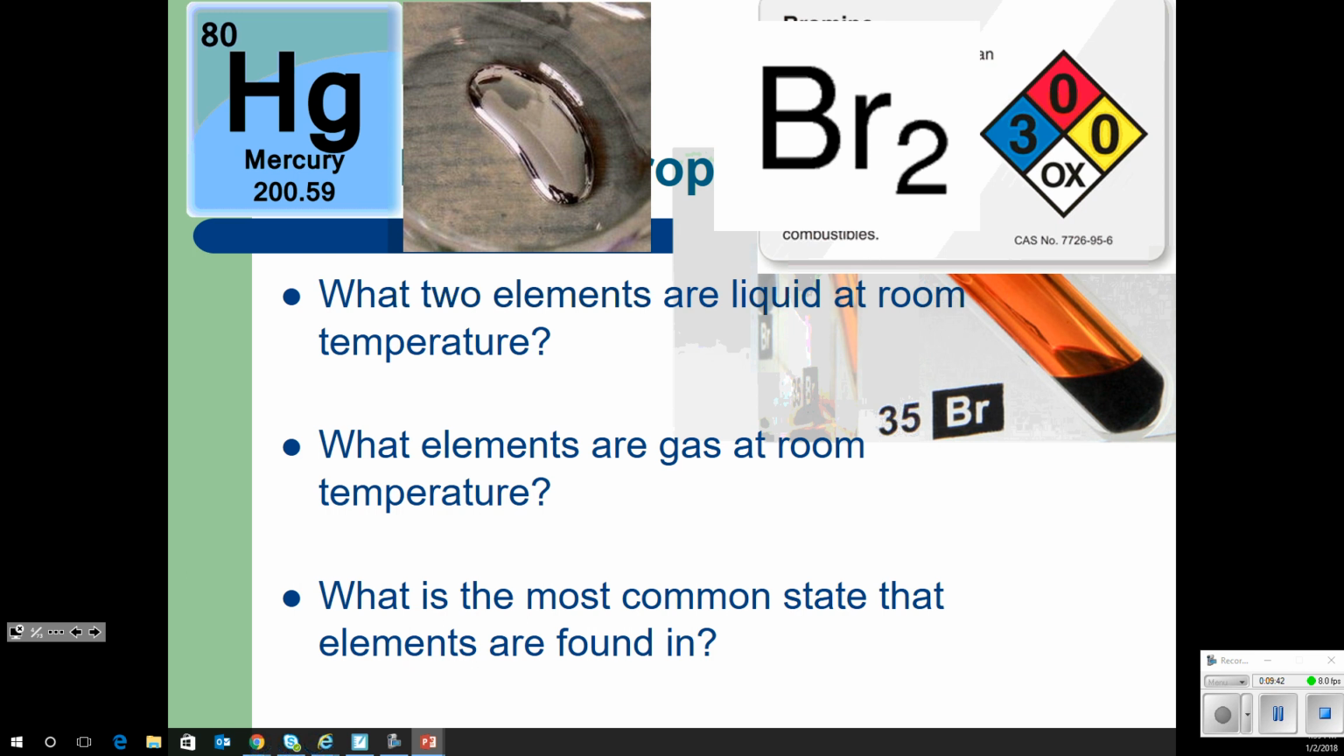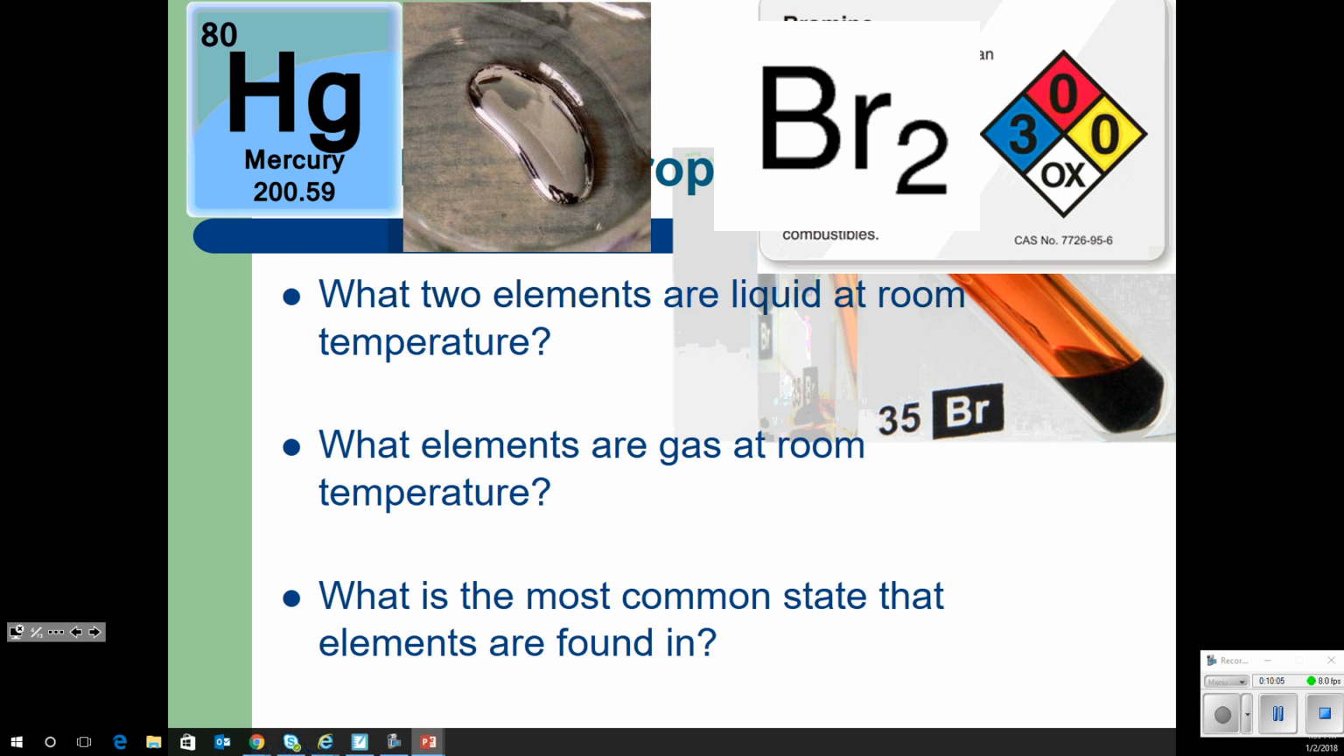Okay, what are the gases at room temperature? Who can remember these? Noble gases, good. And oxygen, chlorine, nitrogen, fluorine. One more.